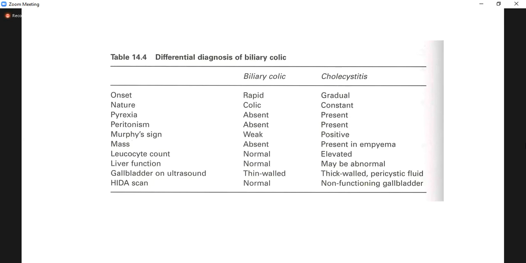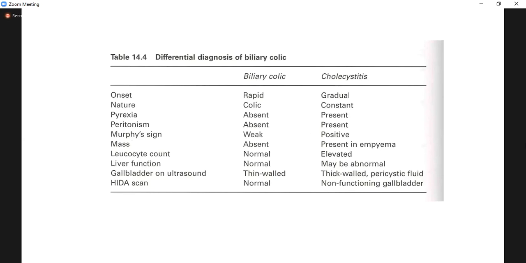In biliary colic, usually it's a thin wall. There's no inflammation, no repeated inflammation, no chronic inflammation there. So in biliary colic, the gallbladder on ultrasound scan has a thin wall. What about cholecystitis? Most of these patients, if you don't operate on them after their first episode, will come with recurrent episodes of cholecystitis. So there's chronic inflammation, and on ultrasound scan they will have a thick wall gallbladder.